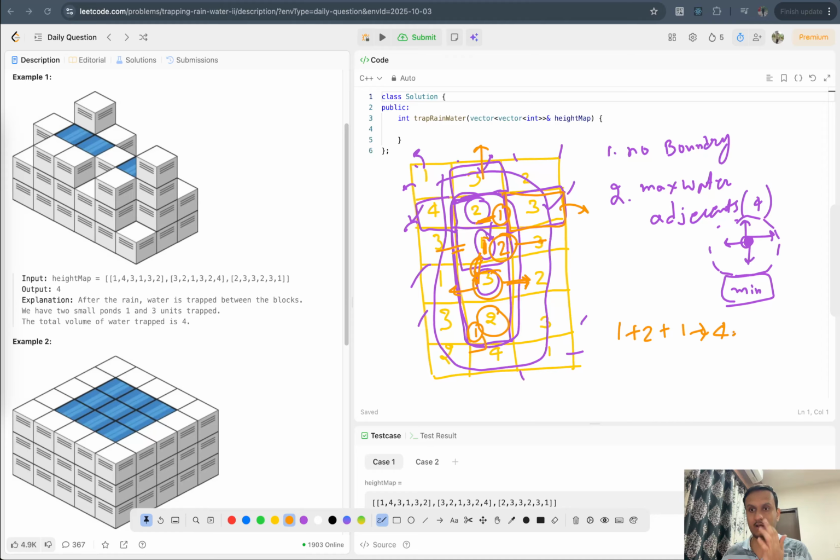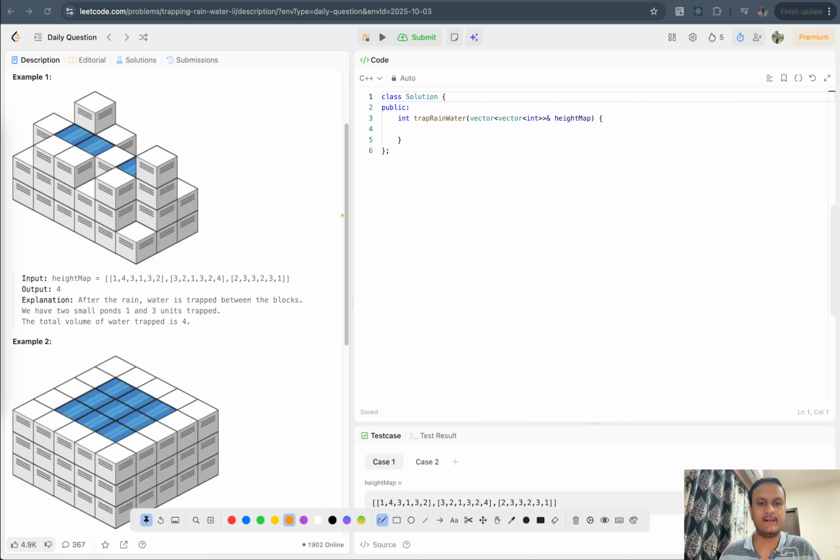We have come up with two conditions: there is no water trapped in the boundary, so we can't trap any water in the boundary, and the max water trapped will be based on the adjacents of this cell. We can call this a cell. Okay, let me clear this.